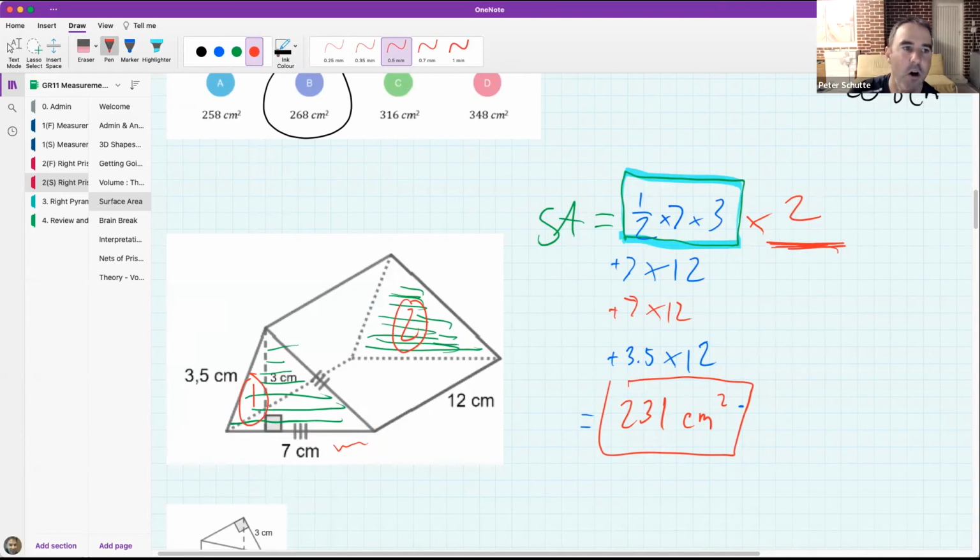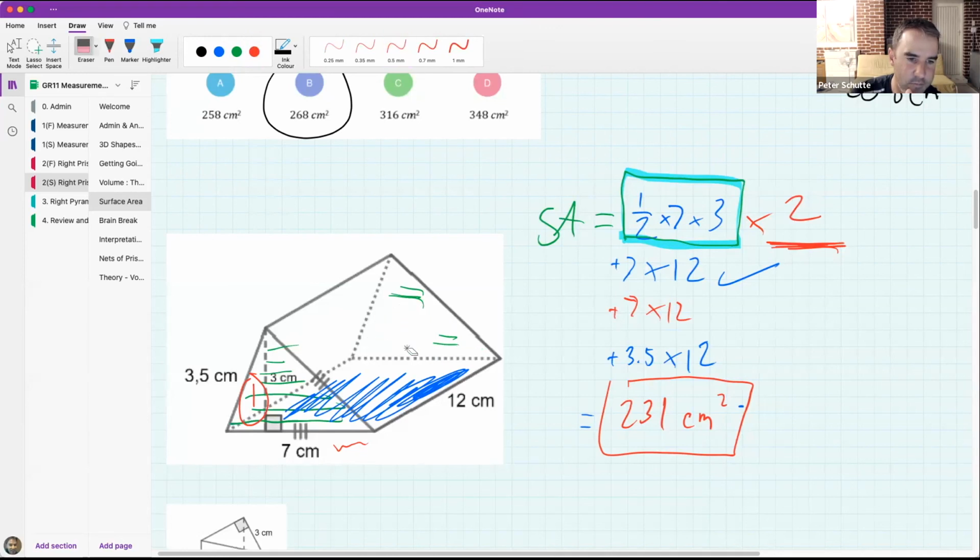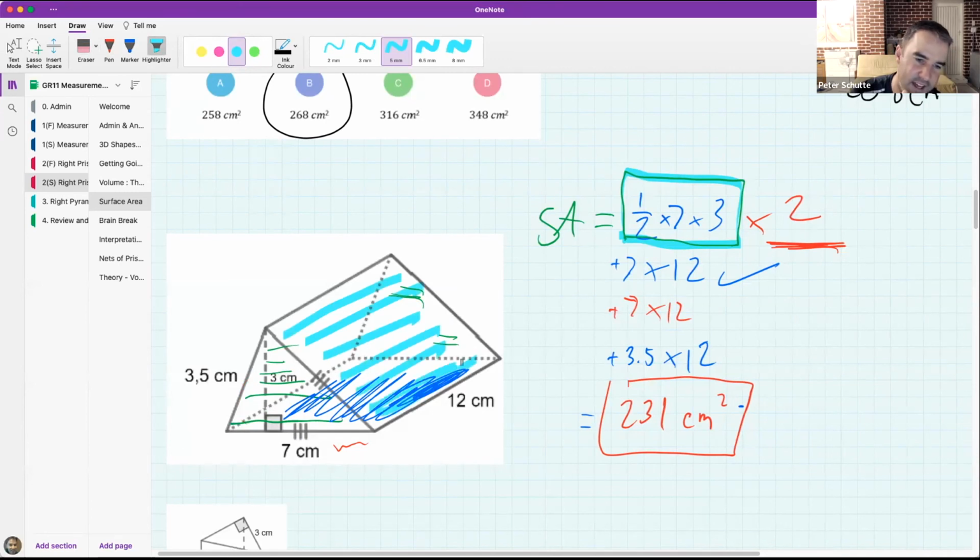Yes, sir. Okay, now we have to worry about the rectangle on the bottom, which is going to be 7 times 12. We also have to worry about the rectangle that is facing us straight in front, almost like that there. That's also going to be 7 times 12.